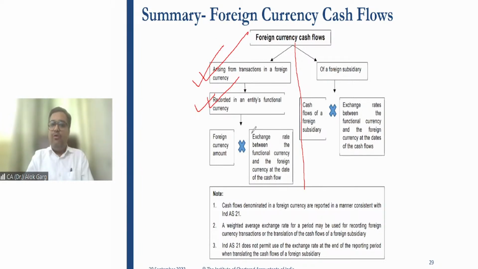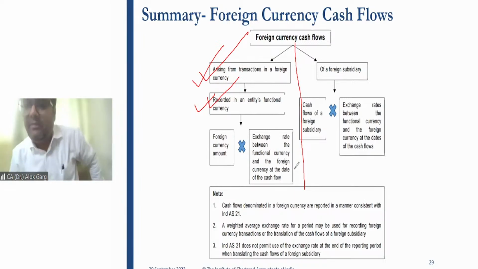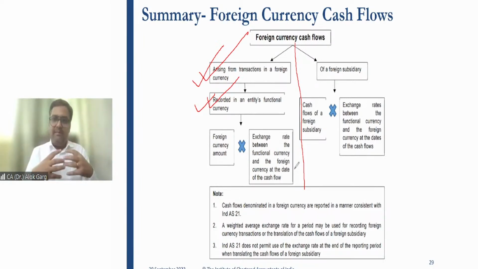Foreign currency amount multiplied by the exchange rate between the foreign currency and the entity's local currency on the date of the transaction. Simple. You will come to the Indian currency, local currency, functional currency, and then you can prepare your cash flow statement, right? So very simple, friends.